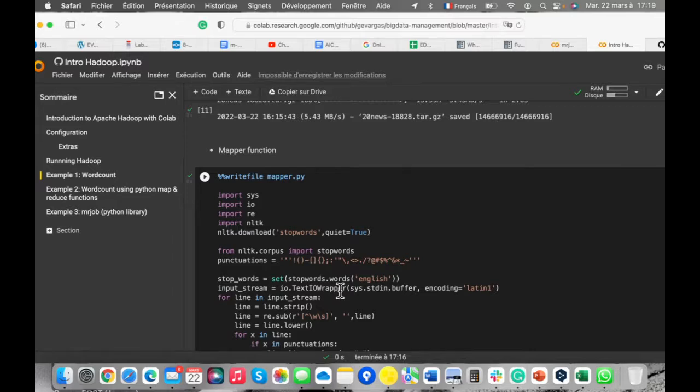Yeah. And what were we implementing through these two functions? What operation? The MapReduce. No, MapReduce is the model. What operation? The word count, yes.